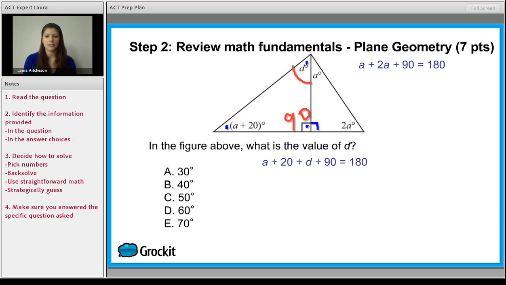Well, take a look at our recommended method. Make sure you answer the specific question asked. So what some students find is really valuable is actually circling in the question stem what you're supposed to be finding. We're not looking for the value of A. We need it to find what we're looking for, but that's not our final answer.